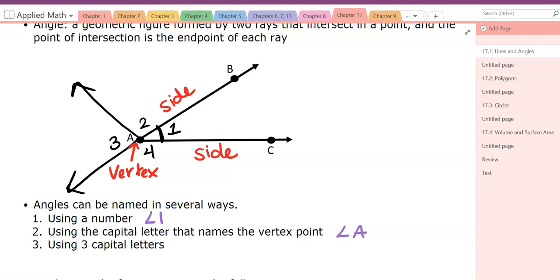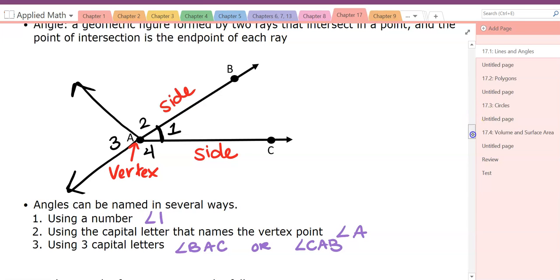Really, the only important thing is that you guys keep the vertex in the middle. So I could name this angle BAC, or you could do CAB instead. Notice how A is in the middle both times. That's because the vertex is always stuck in the middle when you're naming an angle. That way we know where the vertex is and we know like what angle you're talking about. But again, the order doesn't matter with B and C. Those are interchangeable. You can flip them around. A has to be in the middle.